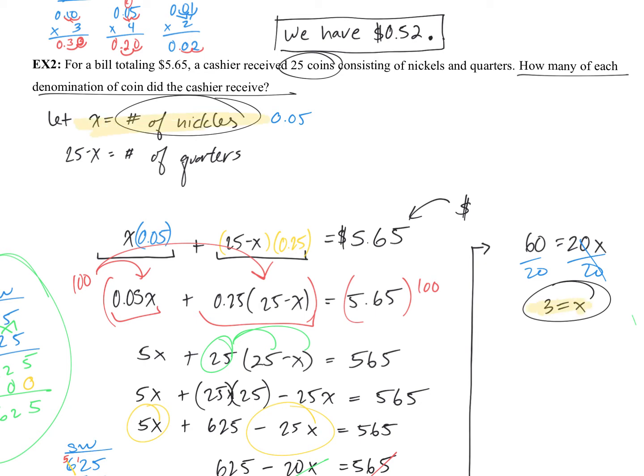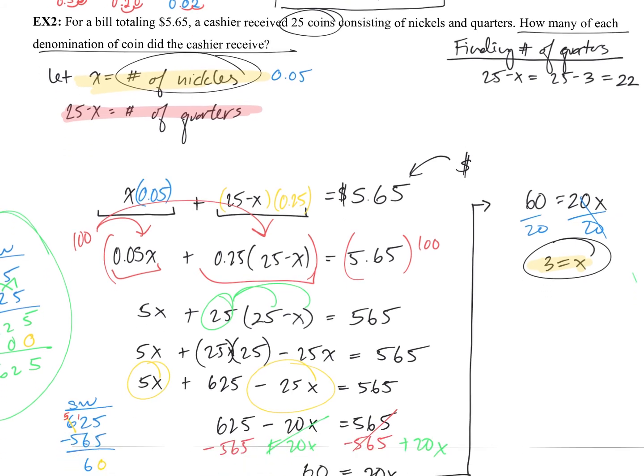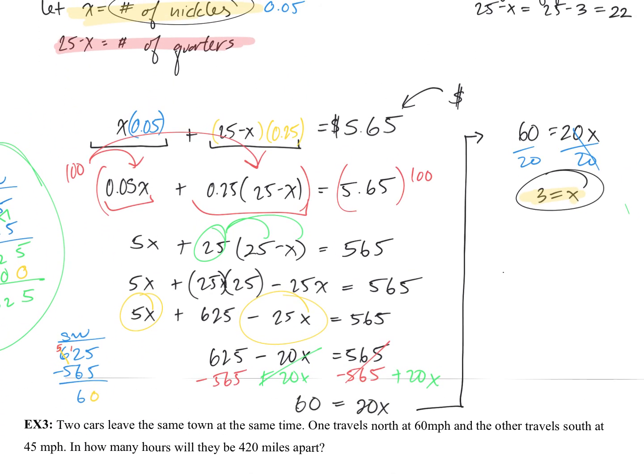How do we find the number of quarters? Well, we'll do 25 minus x to find the number of quarters. Once again, if you're running out of space, make sure to label your work. So 25 minus x is going to equal 25 minus 3, which is 22. So the number of quarters is 22. So let's say here, she received 3 nickels and 22 quarters, period.